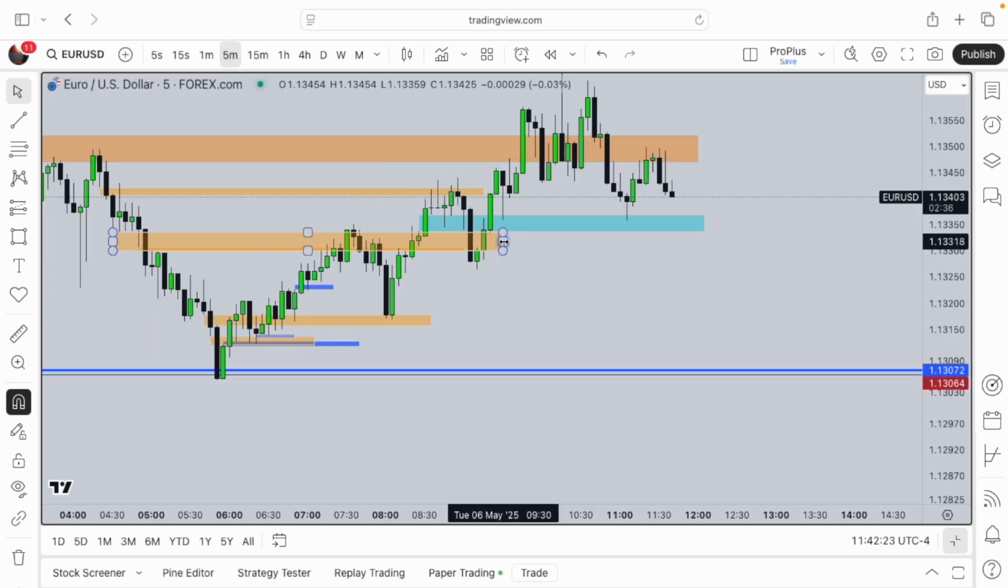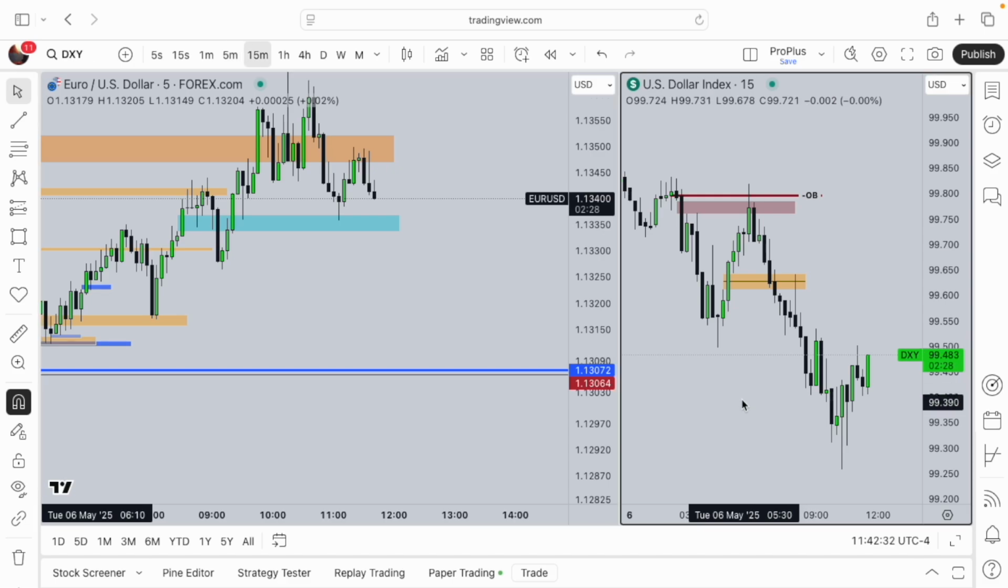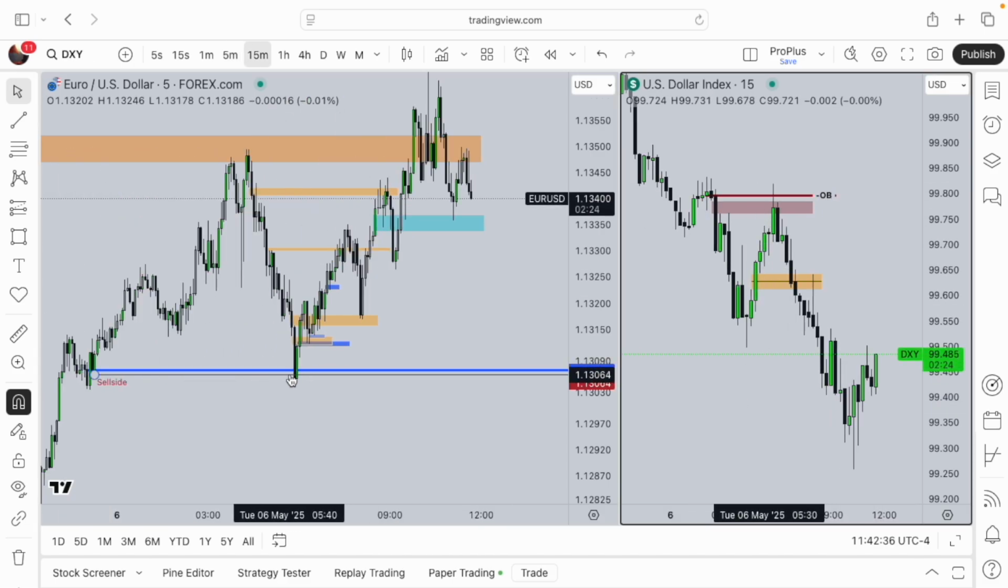Okay, if that makes any sense. This BISI here supported this here, and that there still. Looking at the dollar, at the same time, so we trade up here. So we're down here, okay.